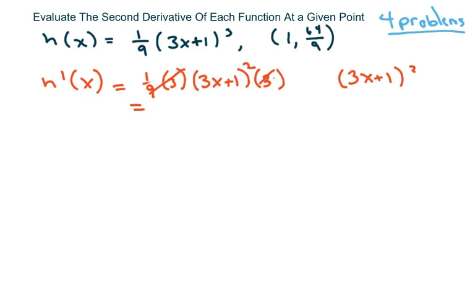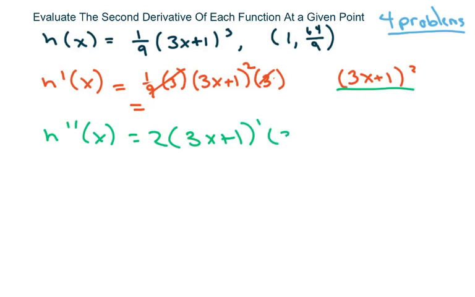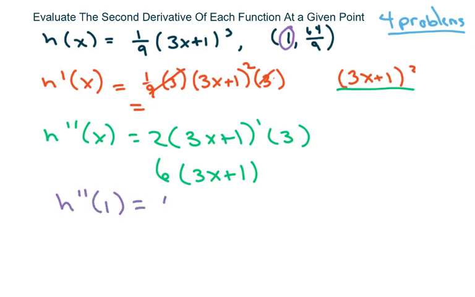Now, we have to take the second derivative of this and do the same thing. So it's going to be 2 times 3x plus 1 to the first power times the derivative of the inner function, which is just 3, and that gives you 6 times 3x plus 1. Now we want to evaluate at our x. So it's going to be 6 times 3 times 1 plus 1, or 6 times 4, which is 24.